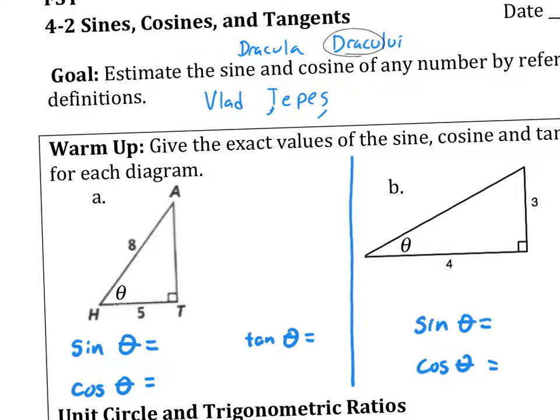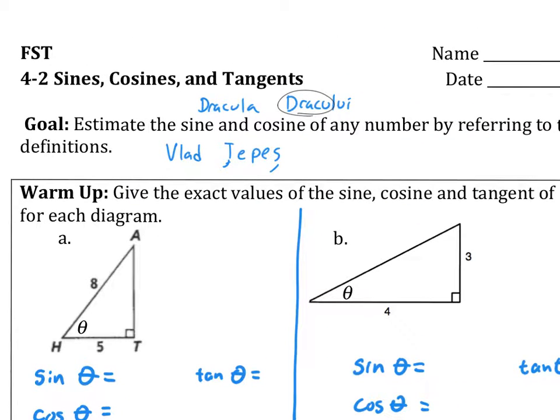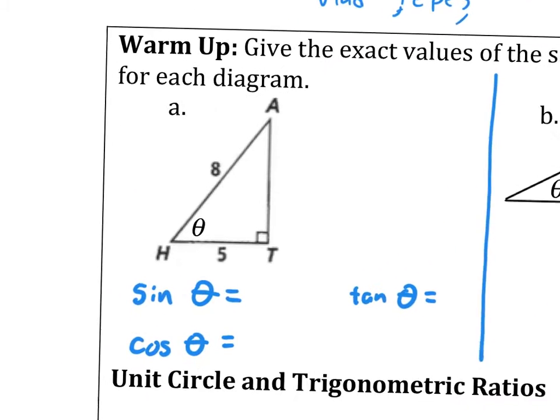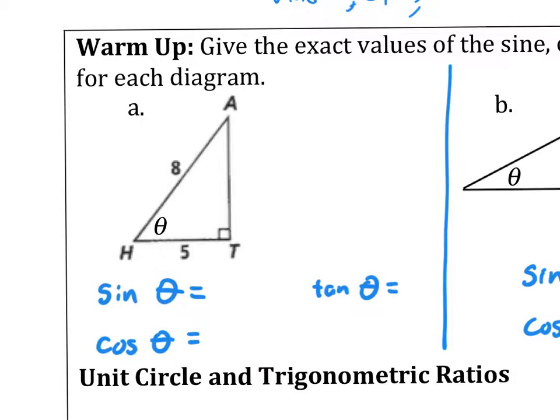Let's start off. So today, in section 4.2, we're going to estimate the sine and the cosine of any number, and we're going to be referring to the definitions. So here it does ask me to give the exact value. So we're not saying approximately, divide something and give me a decimal equivalent. What we are saying is keep it as a fraction and don't simplify things further.